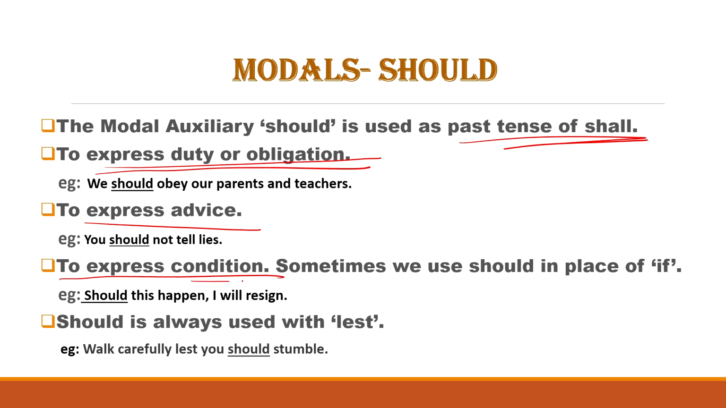To express condition, sometimes you use should in place of if. For example, should this happen, I will resign. So, this sentence could also be written as if this happens, I will resign. Now, should is always used with lest. So, we did this rule earlier also while we were doing conjunctions. Do you guys remember? Now, for example, walk carefully lest you should stumble.